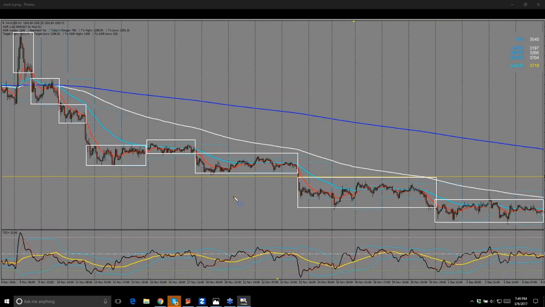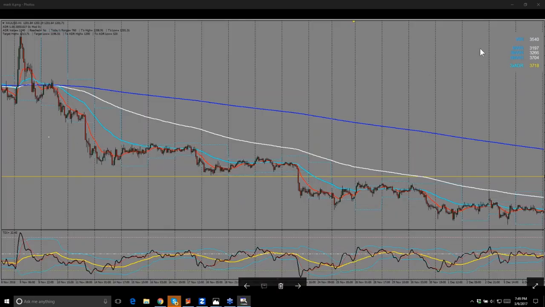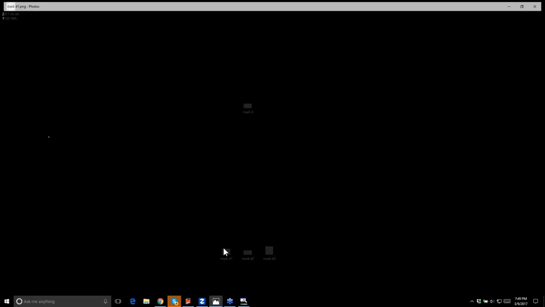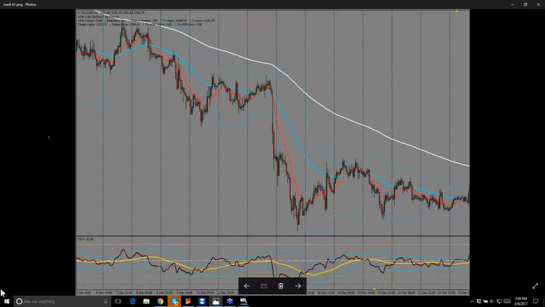All right, let's go to the next one. This was easy, right? Well, they should all be easy. Here's the next one. This is the gold chart, by the way. Gold.